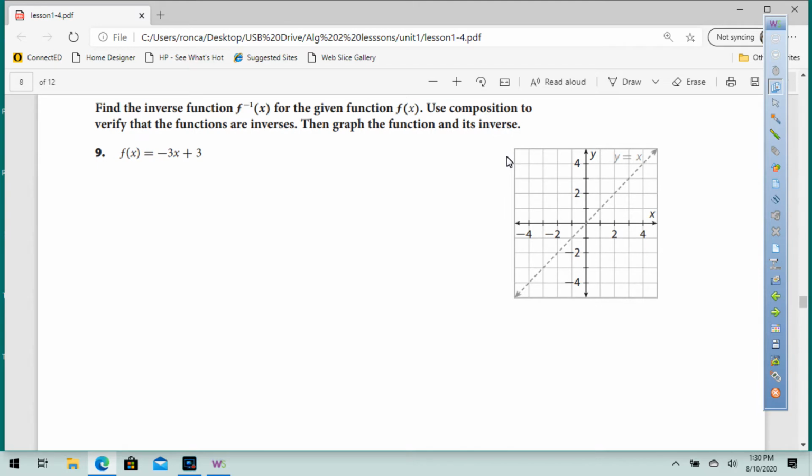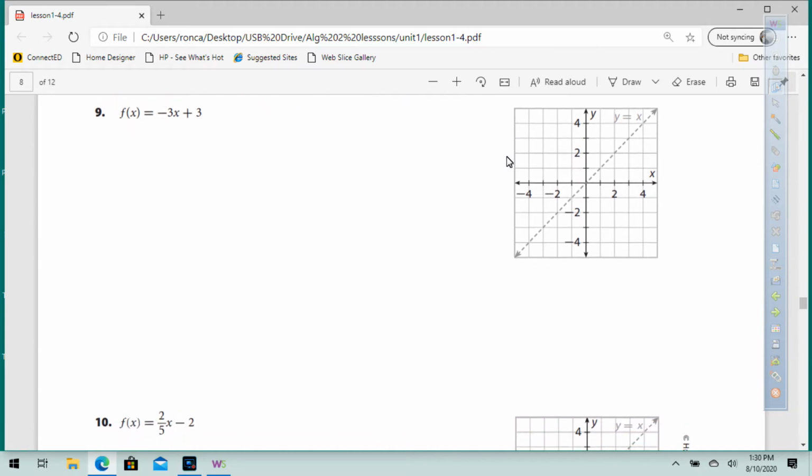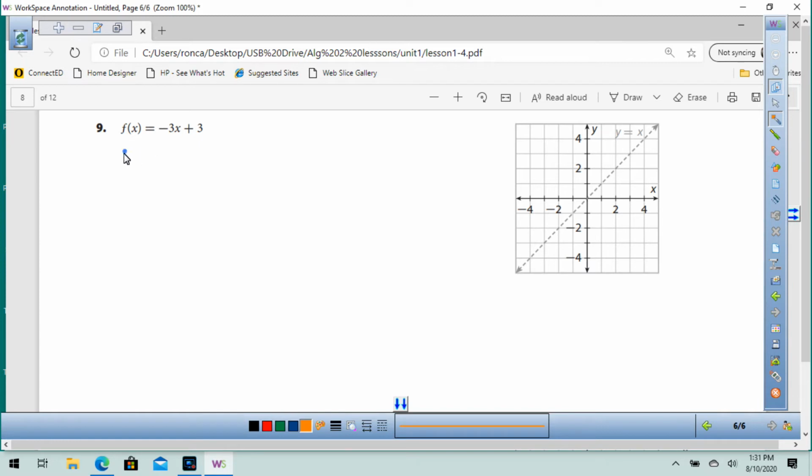Find the inverse of f of x for any given function f of x. Use composition to verify that the functions are inverses. Then graph the inverse and its function. So first I need to find the inverse. I'm going to write it y equals negative 3x plus 3. I'm going to subtract 3 from both sides. I got y minus 3 equals negative 3x. And I'm going to divide both sides by negative 3. And I've got y minus 3 divided by negative 3 equals x.